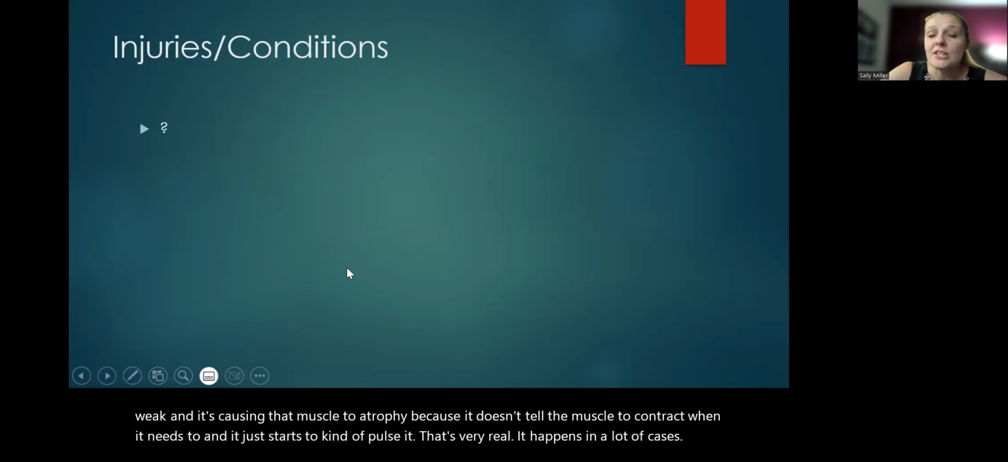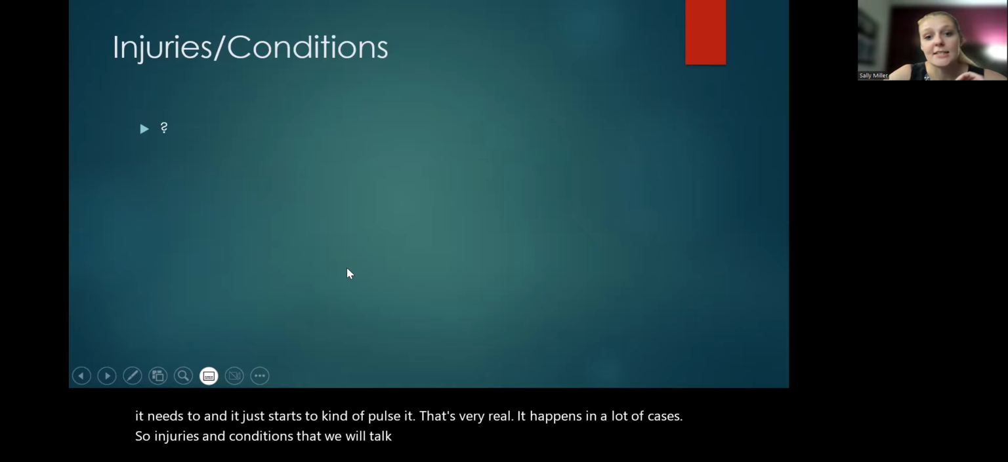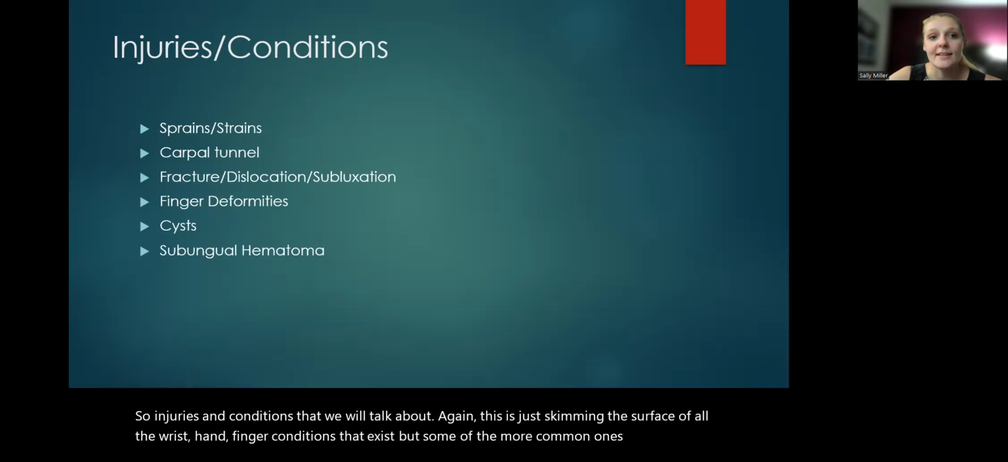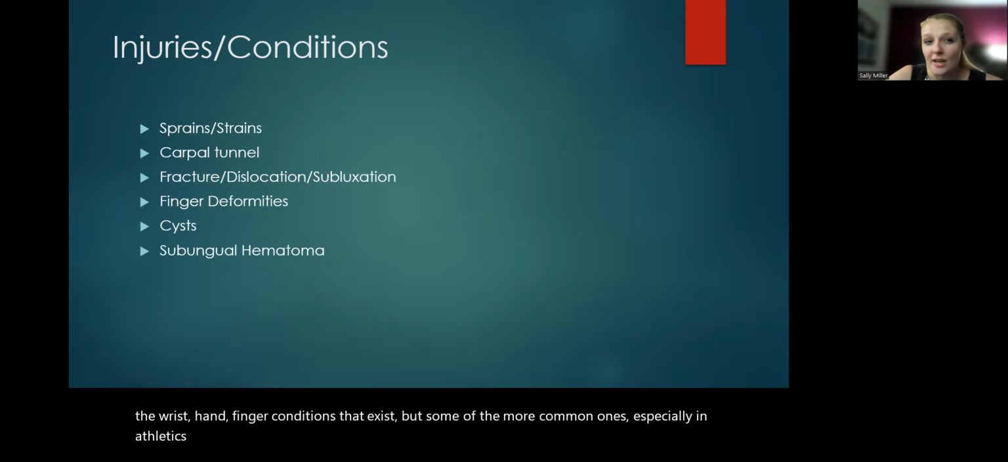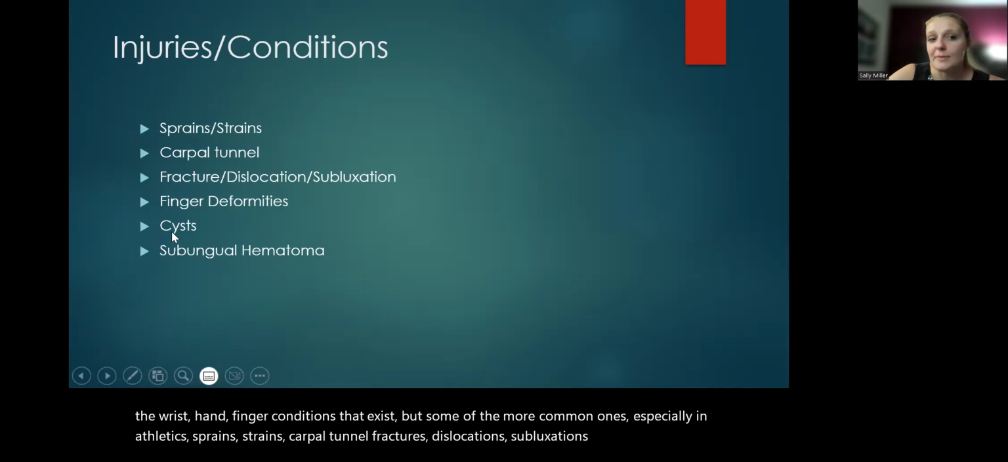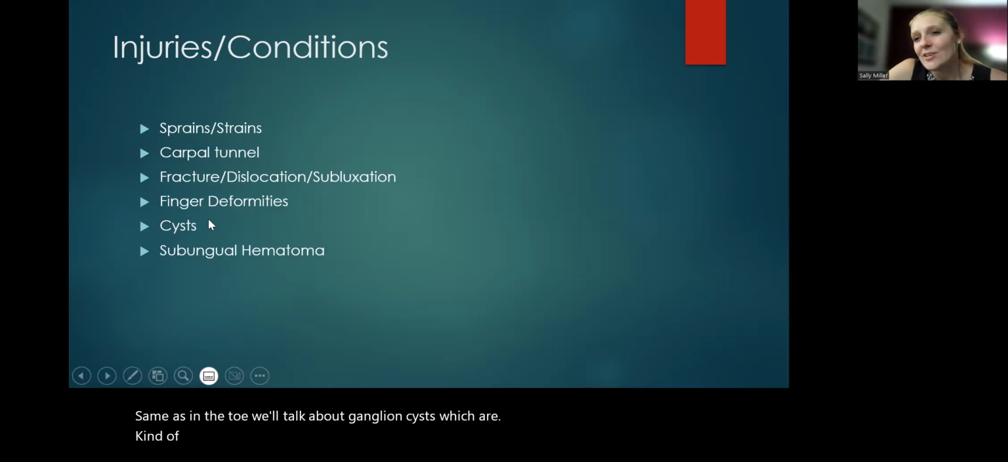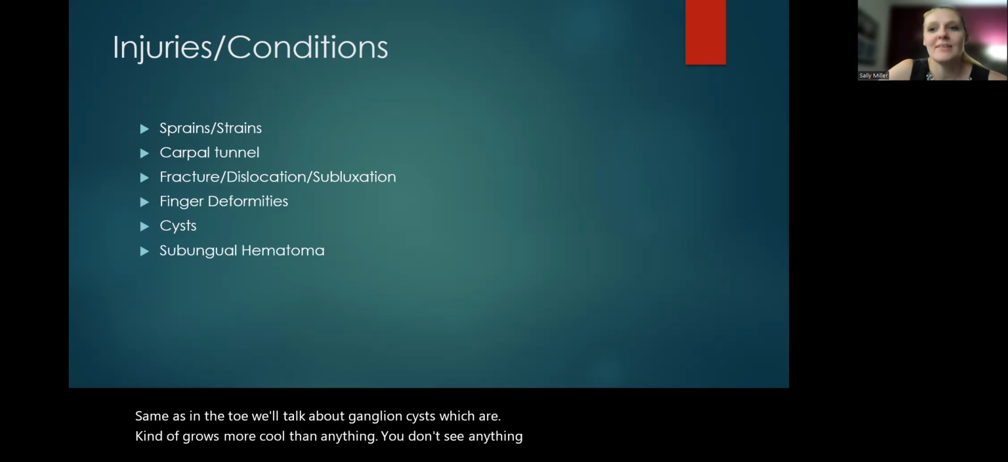So injuries and conditions that we will talk about, again, this is just skimming the surface of all the wrist, hand, finger conditions that exist, but some of the more common ones, especially in athletics: sprains, strains, carpal tunnel, fractures, dislocations, subluxations, subungual hematoma, same as in the toe. We'll talk about ganglion cysts, which are kind of gross, more cool than anything. You don't see anything gross. It's just the treatment that's really interesting.